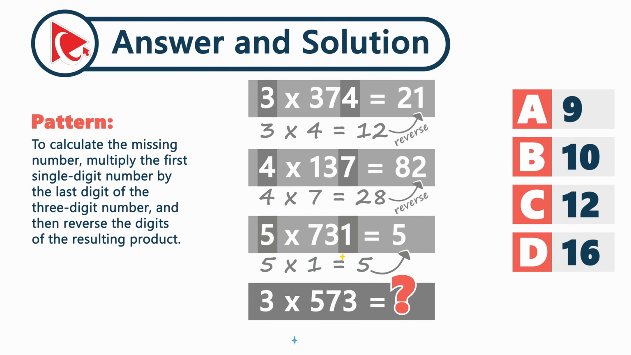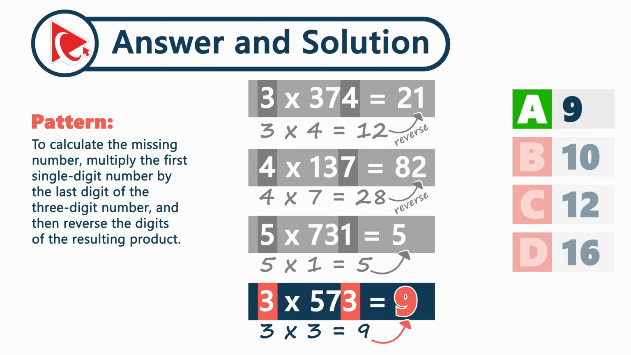And guess what? Now is the magic time to calculate the missing number. 3 multiplied by 573 equals 3 multiplied by 3 and equals 9. So the correct answer here is choice A, 9.